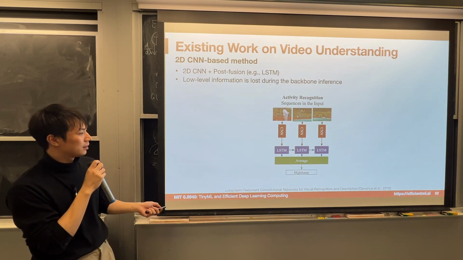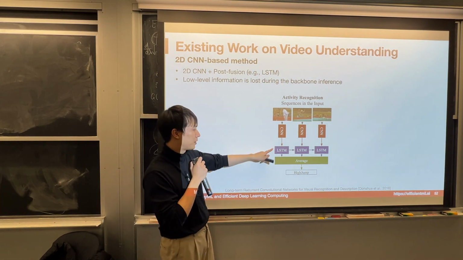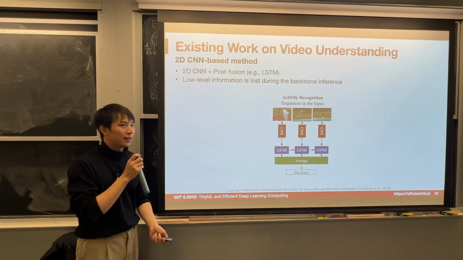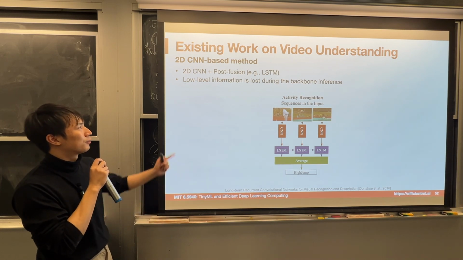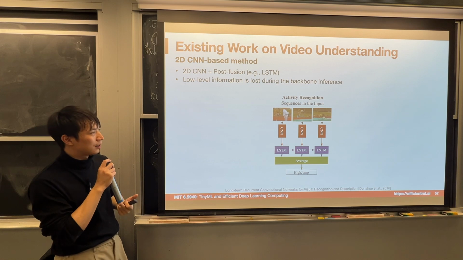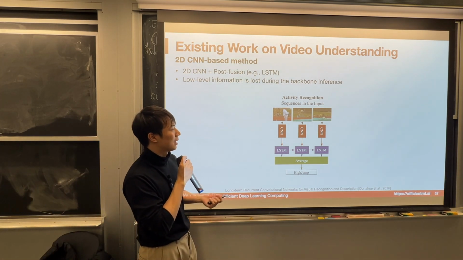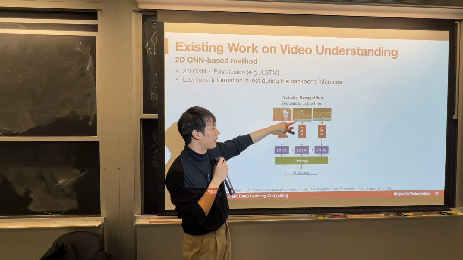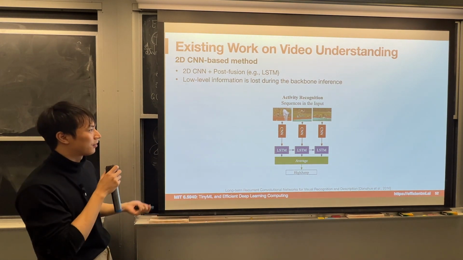Another thing is that we simply run 2D CNNs to extract the features and plug an LSTM into the end of the model so that it can also model temporal information. But the problem is that when we do this kind of post-fusion, we are losing the low-level details. For example, we are not able to model the correspondence between fine-grained details. If a ball is moving, it is probably too small in the feature map, so you're not going to model the difference.